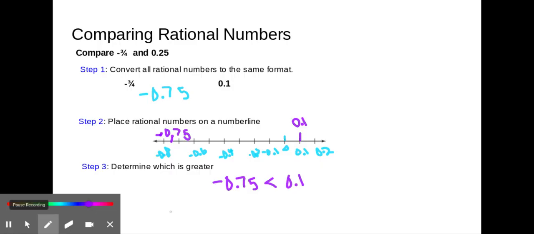You would use the same method if you were having to put things in least to greatest. You would just go along and start with the smallest number, the one furthest to the left, and just put them in order that way. So there you go. You can compare rational numbers now.